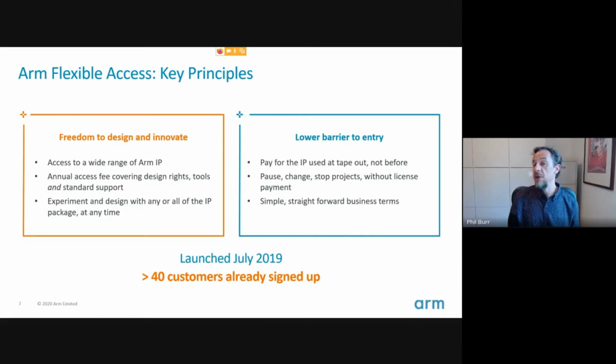And what this does is lower the barrier to entry. Companies have the freedom to design and experiment, but only pay for IP at tape out. For the startup program, as long as startups continue to qualify as startups, they don't pay for that IP in prototypes. By removing the need to pay any license fees up front, companies can pause, they can change, and they can stop projects without any payment. And we've really simplified our business terms to make it much easier for companies.